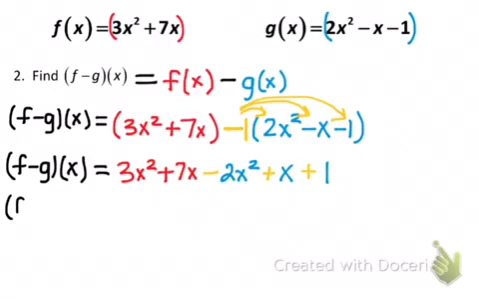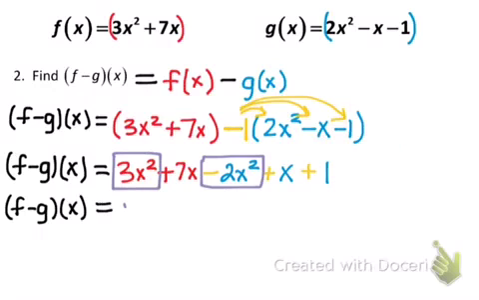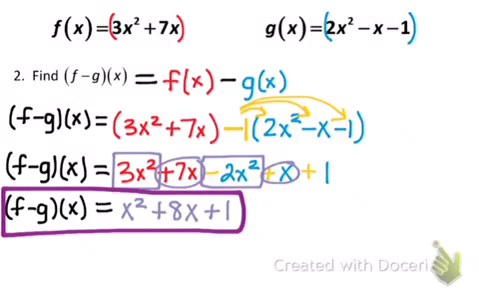So in our next step, we're going to combine our like terms. So 3x² minus 2x², we combine to have x². 7x plus x is 8x, and again, our plus 1 is our only constant. So (f - g)(x) is x² + 8x + 1.